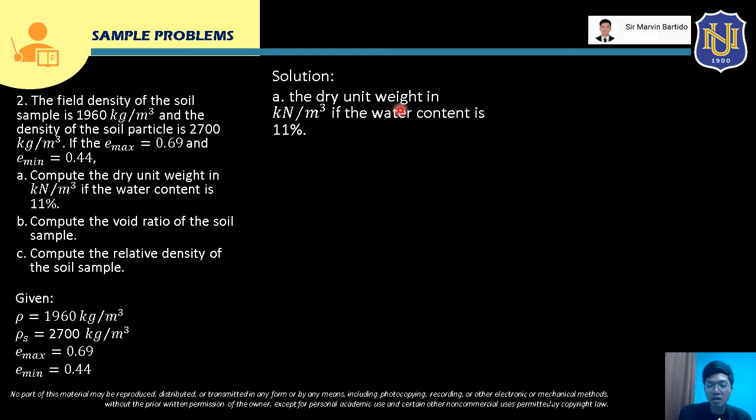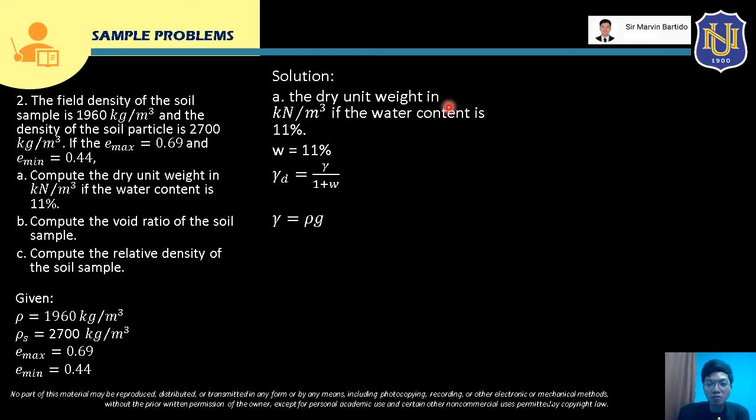So there's also a given water content here, that is 11%. Okay, so class, to solve for the dry unit weight, we can actually use the formula natin for dry unit weight in terms of the moist unit weight and water content, and that is gamma dry is equal to gamma over 1 plus water content, no? So the water content, no problem because it is given. And then for the moist unit weight, class, the given here is moist density. But we know, class, that we can convert the moist density to moist unit weight. Kasi class, ang kailangan natin dito, dry unit weight, no?